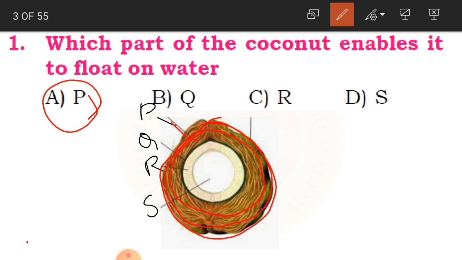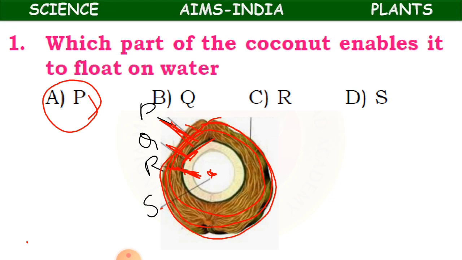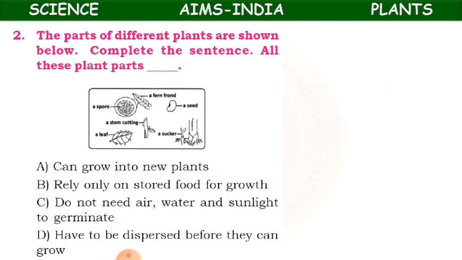Okay children, whereas here if you see, this is the coconut water, okay, and this is the coconut, and this is the shell, Q, this is the shell. So this fiber, P, is making the coconut float on the water. Clear children? Now we'll go to the second question.